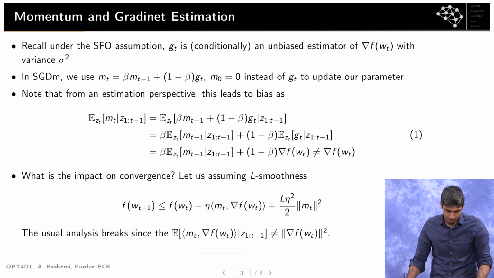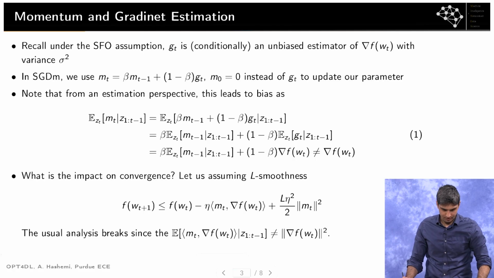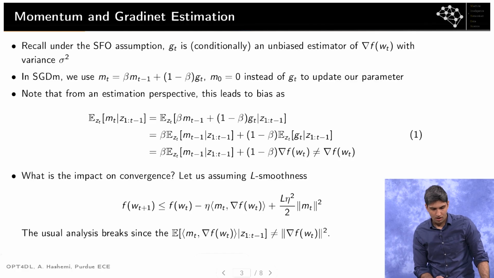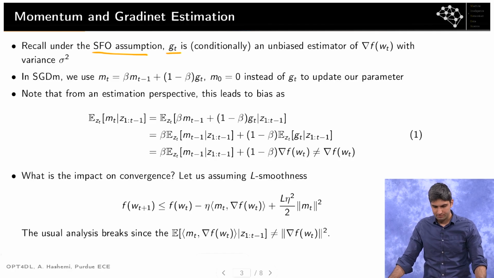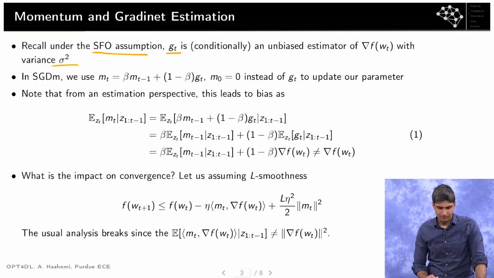All right, so first recall the gradient estimation perspective and momentum. We assume that we have access to a stochastic first order oracle, meaning that every iteration we can sample a mini batch and calculate the stochastic gradient, and that will be a good representation of the total gradient over the entire data set. Okay? So it's unbiased and has some bounded variance.